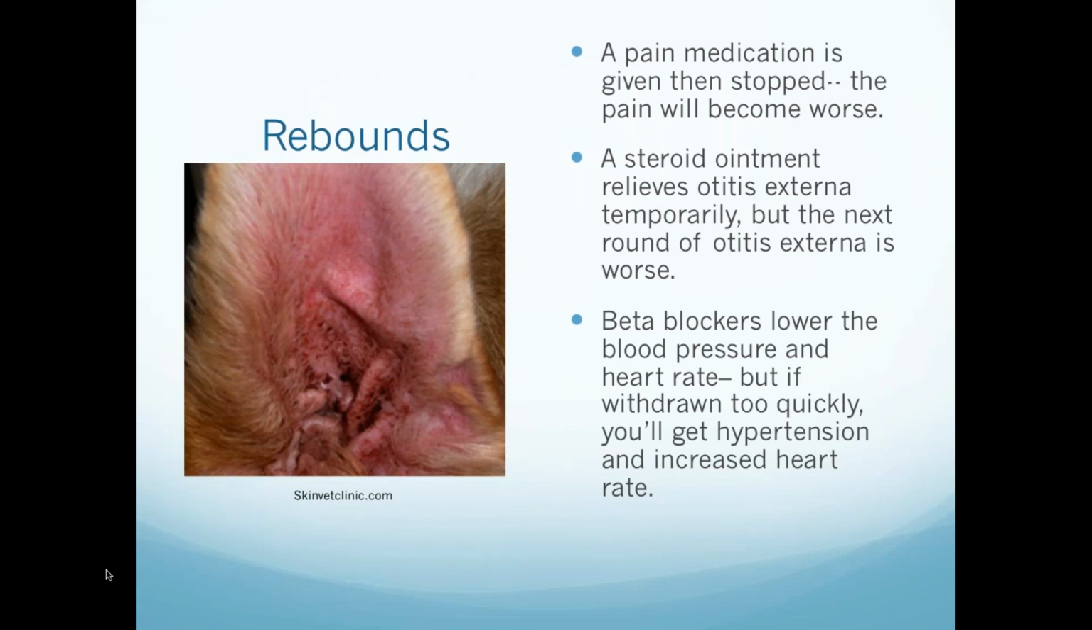Okay, a pain medication is given and then stopped. The pain will become worse. These are some examples. Steroid relieves otitis externa temporarily, but the next round of otitis externa is worse. And beta blockers lower the blood pressure and heart rate, but if withdrawn too quickly, you'll get hypertension and increased heart rate. Another one that I deal with a lot is Prozac. A lot of dogs are on Prozac and the people want to stop it. So you have to slowly take them off that unless you want some liability for dogs biting.